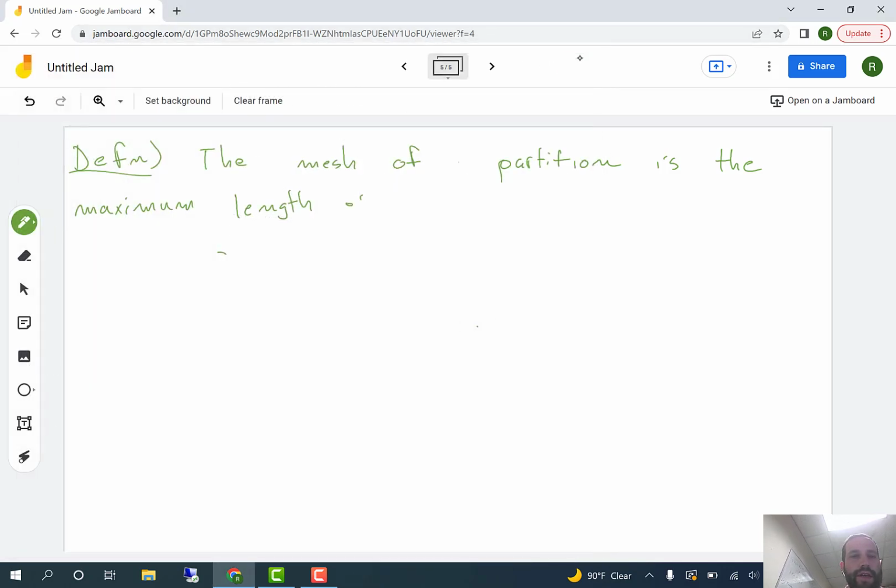Is the maximum length of the subintervals. So in other words, the mesh of P is going to equal the maximum of all of the numbers t_k minus t_{k-1} as k goes from 1 to n.